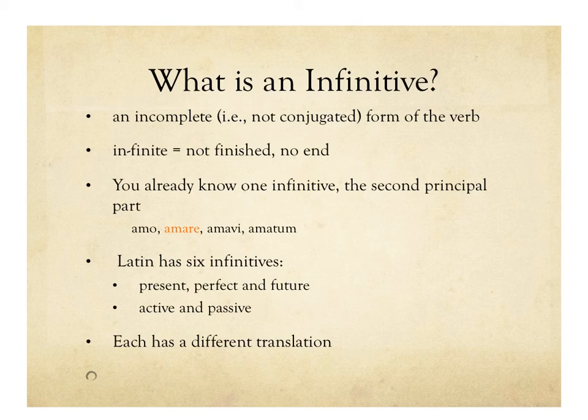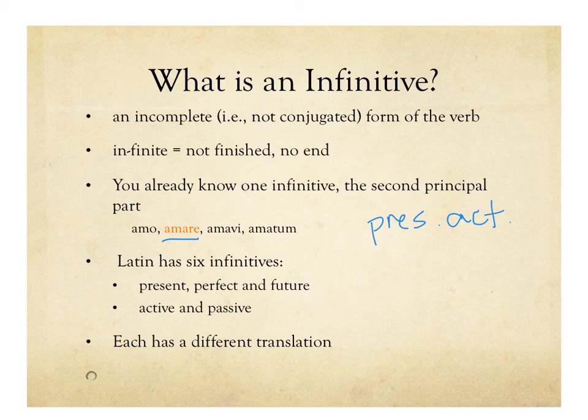The word infinite means something that is not complete or doesn't have an end. And so the infinitive of any verb is its incomplete, that is, its unconjugated form. You already know one infinitive, and that is the second principal part. So in a verb like amo, amare, amavi, amatum, amare is the present infinitive. It is present and it is active. To love, right, is how we often translate it.